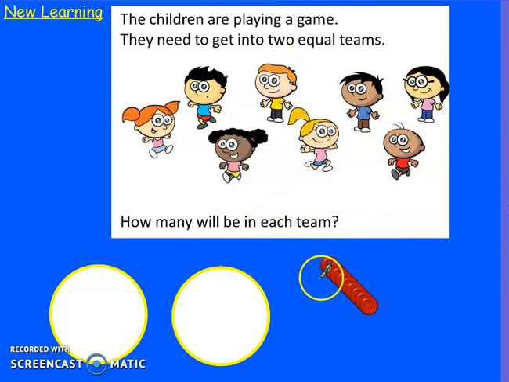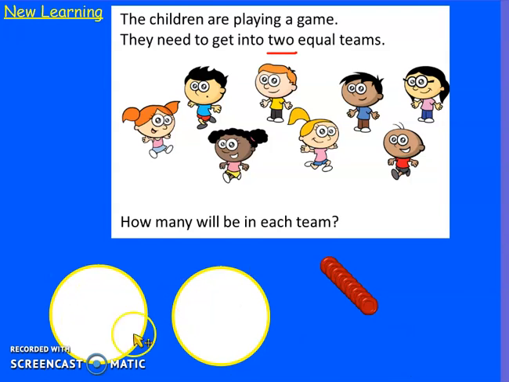I'm going to underline the number 2 to remind us that we are sharing these children into 2 teams. In your maths book, could you draw 2 circles to help you to do that? I'm going to use counters to separate the children into teams, but don't worry if you don't have counters.